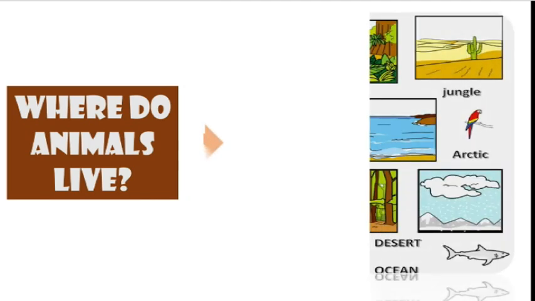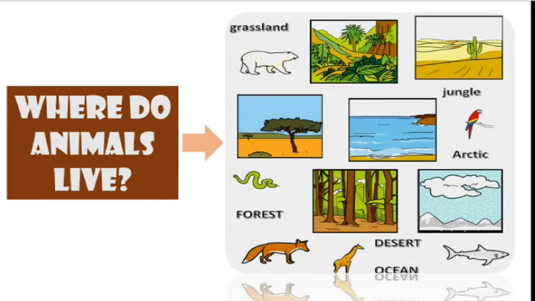Class, do you know where animals live? Yes, they are grassland, yes, jungle, Arctic, which is the polar region, as well as some animals live in desert while other animals live in the ocean. And most of the animals live in, yes, forest.